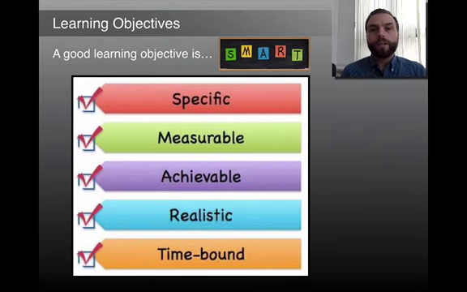So a good learning objective is SMART. And SMART is an acronym. I think it's from the business field. And this acronym means specific, measurable, achievable, realistic, and time-bound. So a good learning objective is SMART, and it achieves all of these 5 aspects.